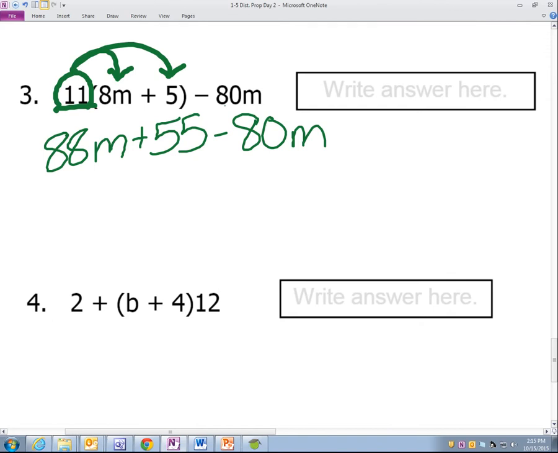Now I have 2 like things. I have m's, so I'm going to underline those m's. Notice how I took that subtraction symbol with me? And I'm going to rewrite this, and I do want you to rewrite this as well.